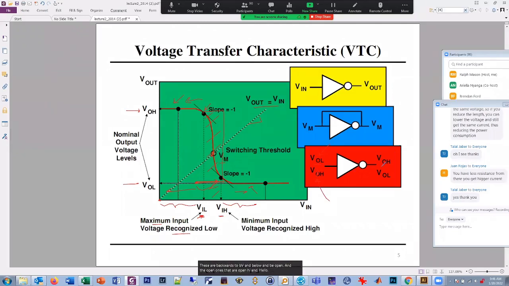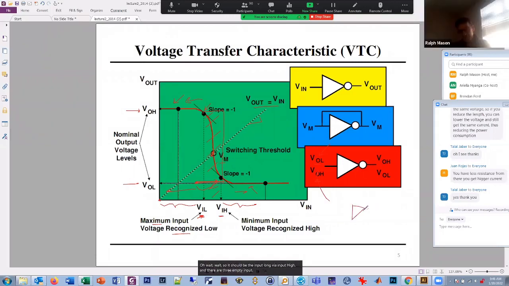Okay. Wait, so it should be V input low and V input high, and the other one should be V input. Let me redraw this. This inverter should look like this. Gotta draw slow. This tool is not good at drawing. This says V output high, V output low. These are your output terms. And on the input, this should be V input high and V input low. You can't see the red over the red, but these ones are wrong.